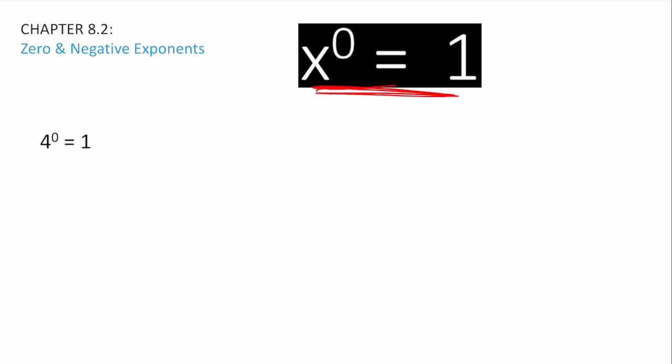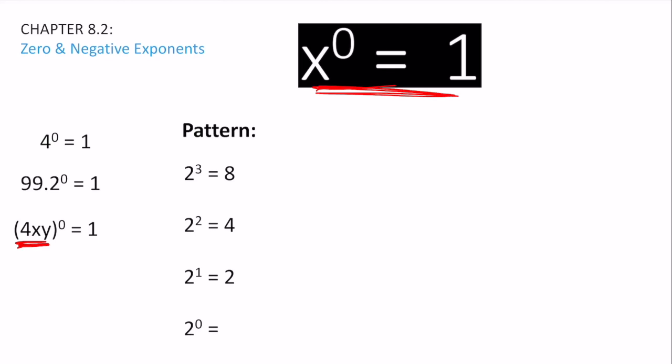So 4 to the zero power is 1. 99.2 to the zero power is 1. It doesn't matter what the base is. Even if the base is a product, everything inside the parentheses is being raised to the zero power, so it's all turning into 1. Now, there's two ways to think about it.